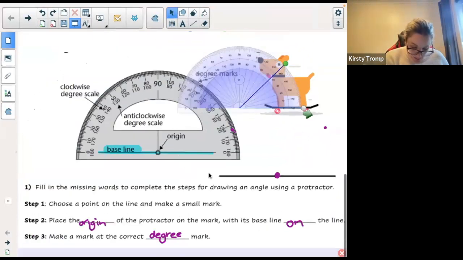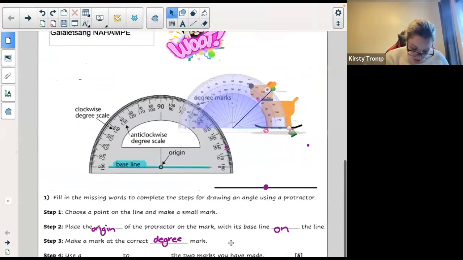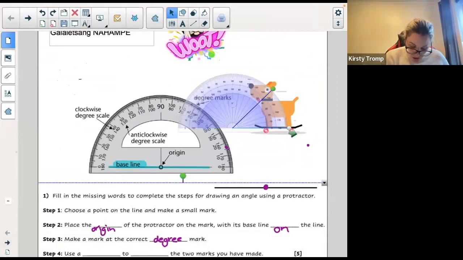Okay, let's see what our next point is. So we've drawn our degree mark. Let's see what the last point is here. The last point says, use a... Okay, use a what? What are we going to use to join those lines, guys? What do you use when you want to join the line? Use a what? What must we use to join those?